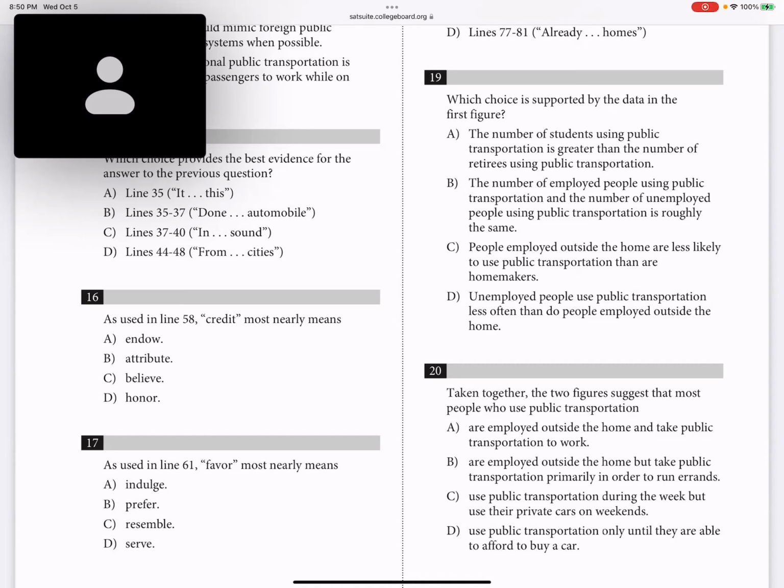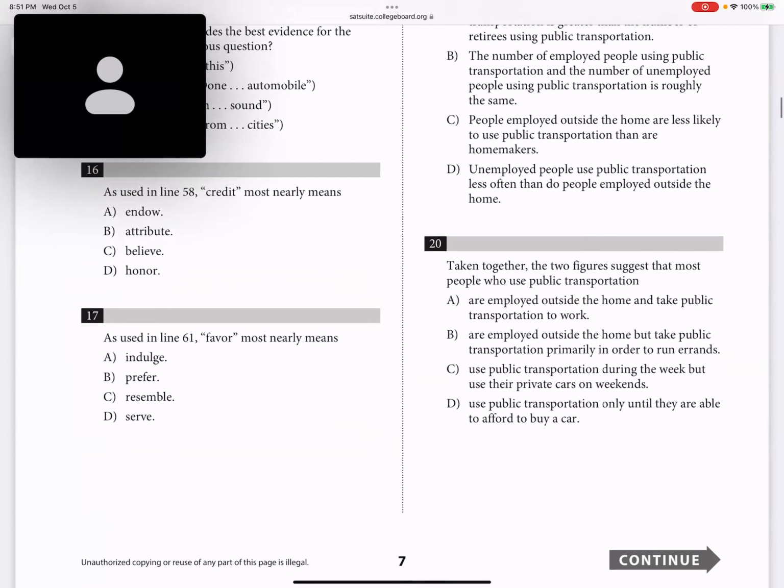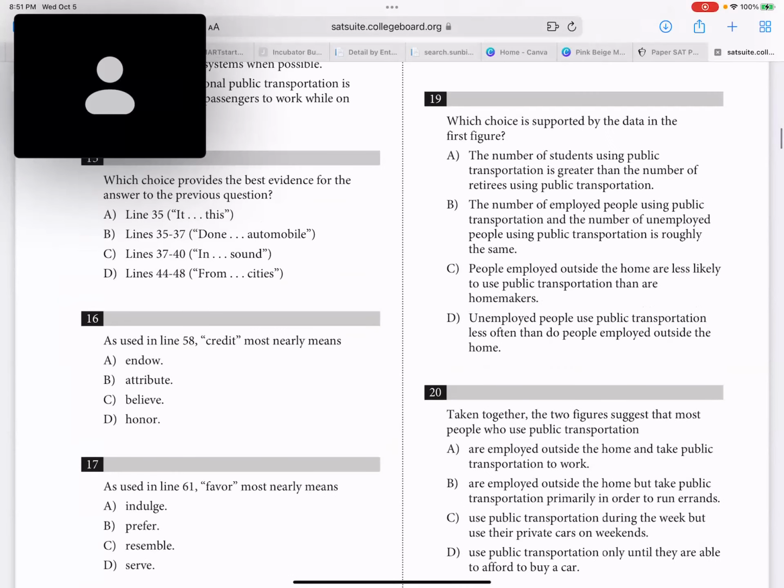D says that unemployed people use, yeah, less often, because now you're not talking about amount, you're talking about frequency of an individual, right? How often does one person use it? That's not what we're looking at. We're looking at how many people out of the total use it, what percentage, right? What proportion of the entire population is using it, the working or unworking population. Yeah, so this one would definitely be A.